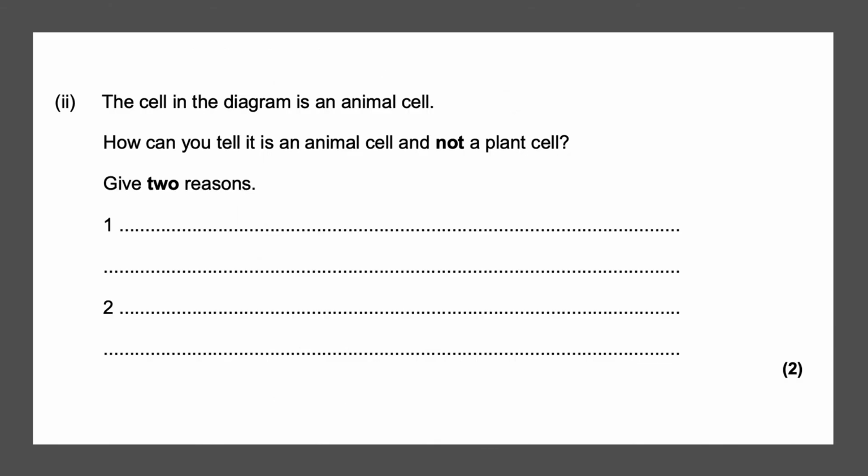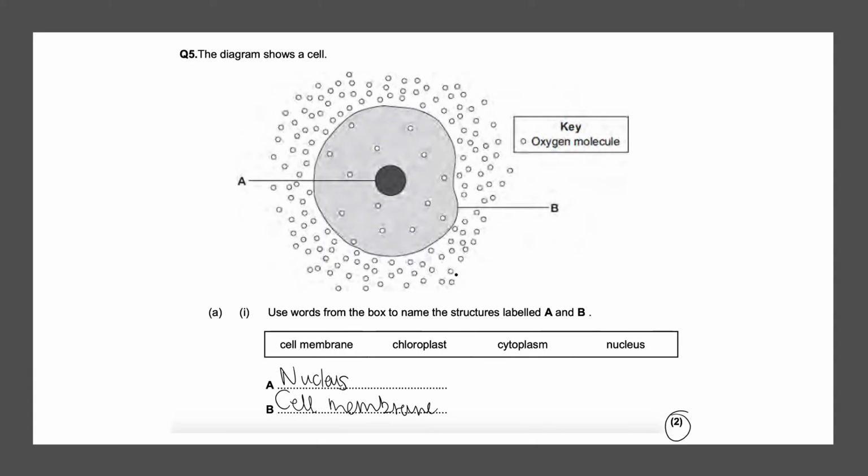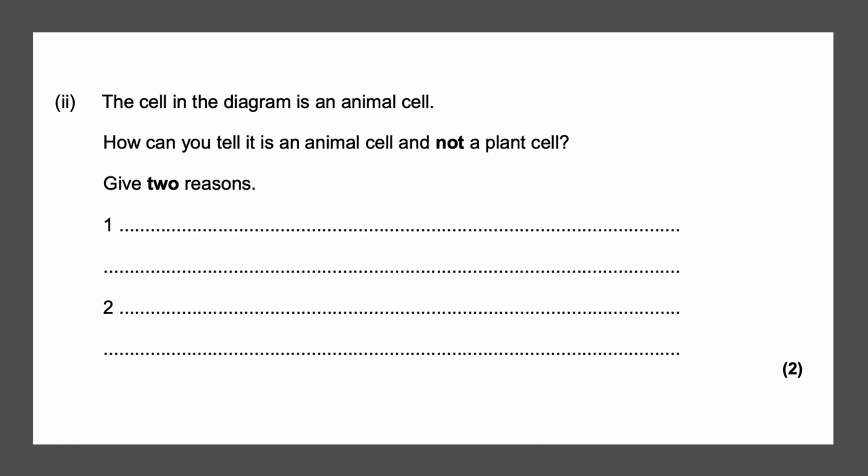Next question. The cell in the diagram is an animal cell. How can you tell it is an animal cell and not a plant cell? So this picture we saw over here, because a plant cell has a cell wall and there's no cell wall here and there's no vacuole. You can clearly see the vacuole in a plant cell, but in this image you can't. So our 2 reasons would be there is no cell wall and there is no vacuole. And if you want, you can elaborate on these 2 points and that will give you your 2 marks.